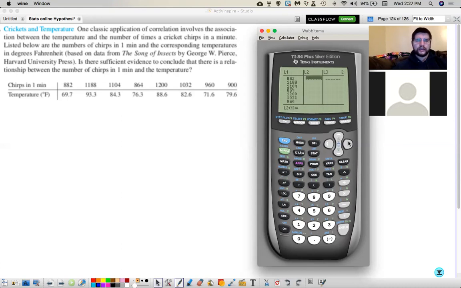Now type in the corresponding temperatures. 69.7, 93.3, 84.3, 76.3, 88.6, 82.6, 71.6, 79.6. A lot of 0.6s. And those match in dimension, so hopefully we didn't screw up typing anything.